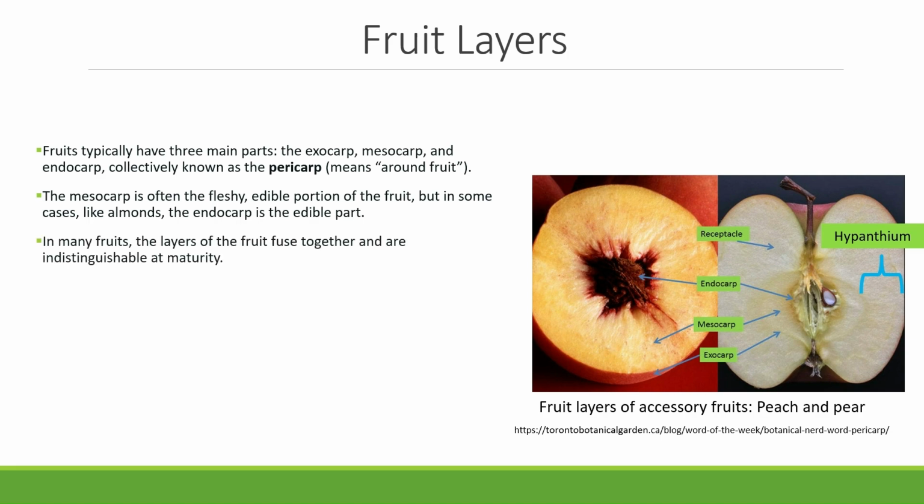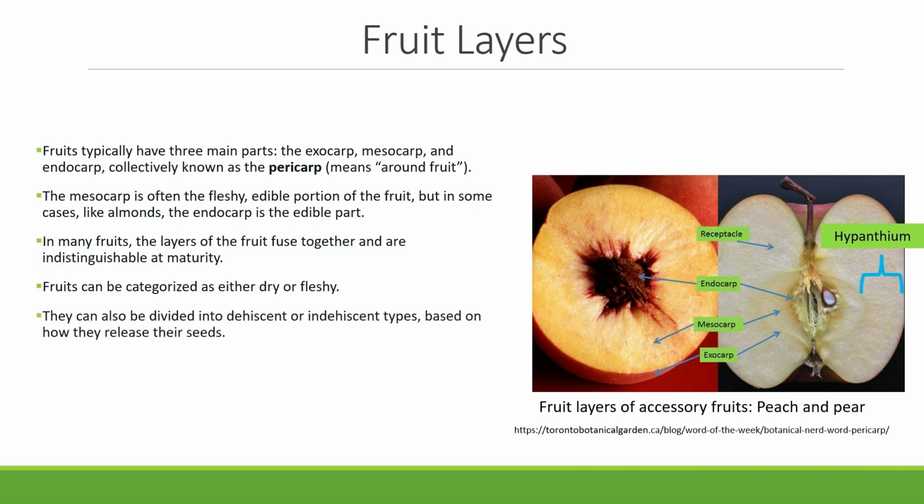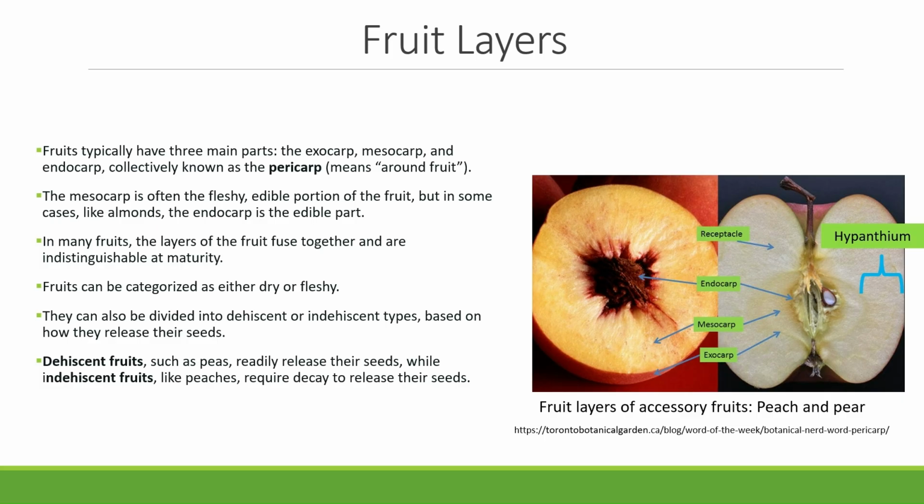Fruits can be grouped as dry or fleshy. We've discussed this before, depending on whether the pericarp stays hard or becomes soft. And they are also grouped as dehiscent or indehiscent, and that depends on whether they open to release the seeds on their own. So whether the pericarp opens or not determines if it's dehiscent or indehiscent. Dehiscent fruits are going to readily release the seeds, whereas indehiscent fruits are going to require some sort of decay, or some help, in order to release their seeds.